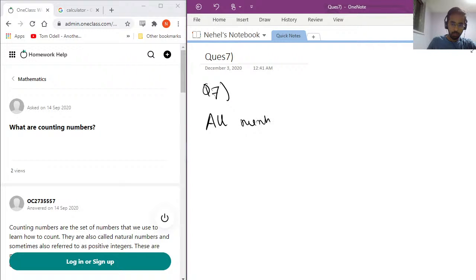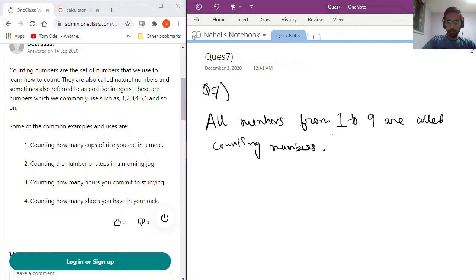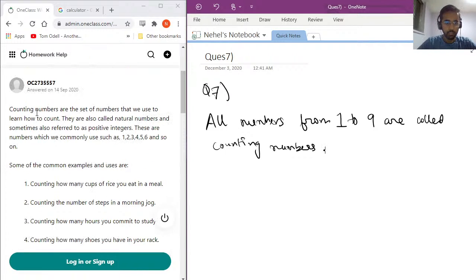All numbers from 0 to 9 are called counting numbers. Actually, these are from 1 to 9. Okay, so again, fairly straightforward question. There's no need for a much more detailed answer in this case. So all positive integers, so that's correct.